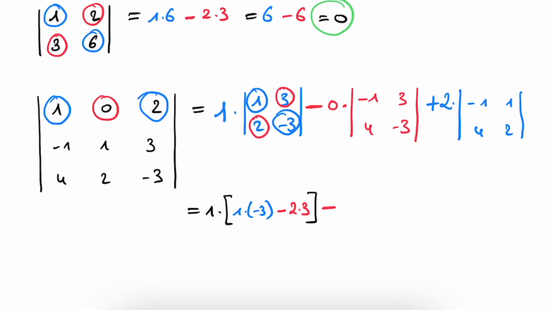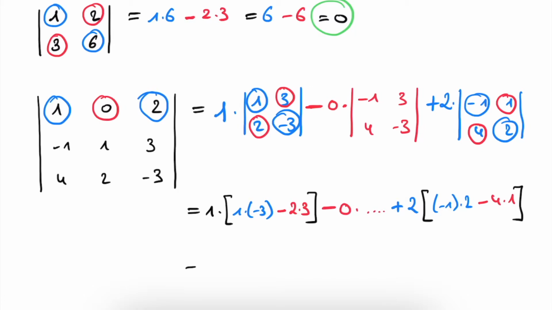Then negative, so minus, which is this minus here, 0 times, well, it doesn't matter because we just have 0. Whatever this determinant is, we multiply it by 0, so it just drops out. Plus 2, which is this third term. The determinant of this 2 by 2 matrix is again the multiplication of these 2 numbers minus the product of these 2 numbers. So we get minus 1 times 2 minus 4 times 1.